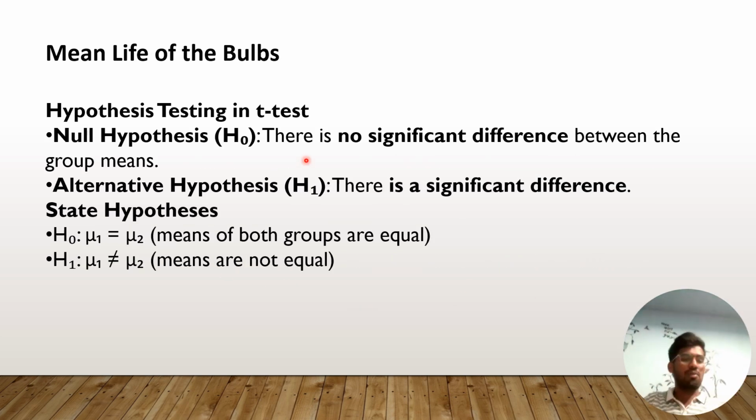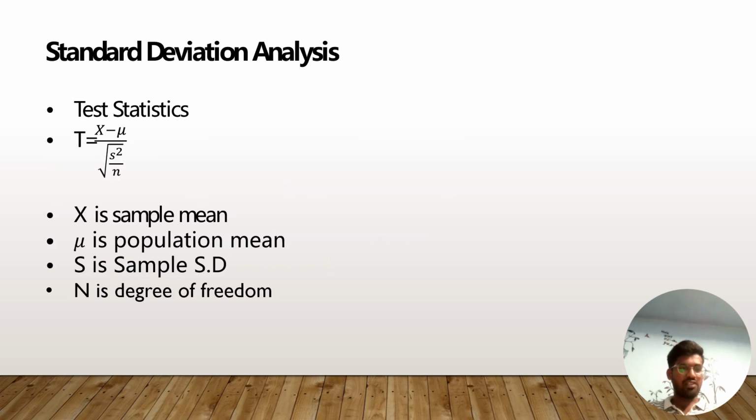It explains how testing is going on and how it will be implemented. There is no significant difference between groups; this is called the null hypothesis. H0: mu1 is equal to mu2, meaning the groups are equal. And H1: they are not equal.